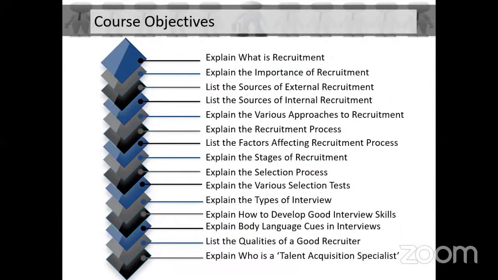We'll be explaining the recruitment process. We'll be listing the factors affecting recruitment process. We'll explain the stages of recruitment. And then we'll talk about the selection process. After which we'll talk about the various selection tests. Then we'll talk about the types of interview. Then we'll talk about how to develop good interview skills.